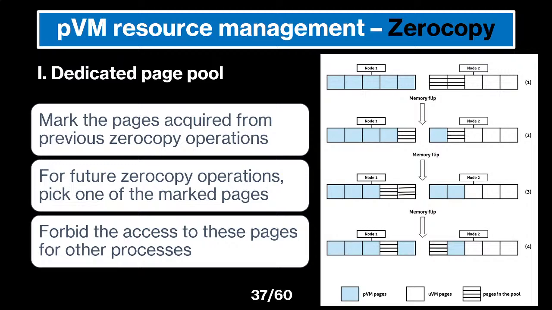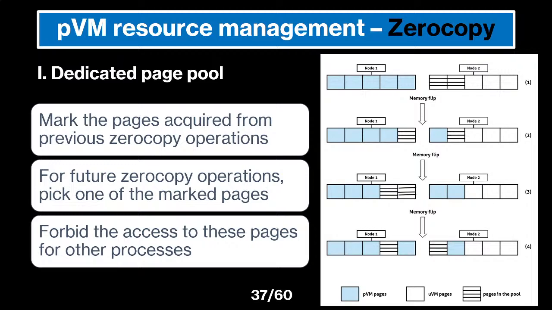So what we are going to do, each time we need free pages to send to the privileged virtual machine, is pick one of the pages inside the pool, and we are also going to mark all the pages that we obtained from the privileged virtual machine, which can be potentially remote. And the idea here is to block the access, so other applications inside the virtual machine will not allocate pages inside our pool.